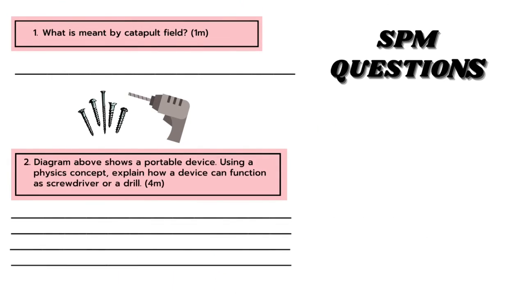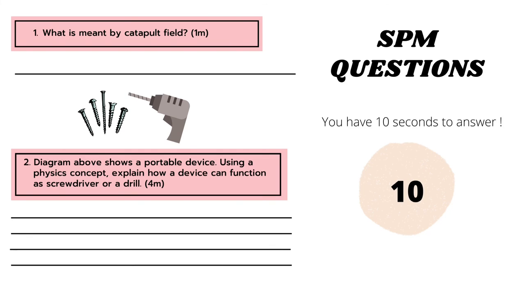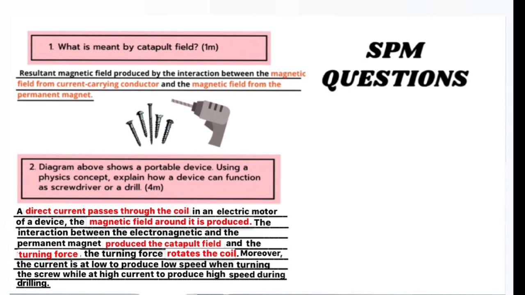Alright, now let's answer some experiment questions. Number 1, what is meant by catapult field? Number 2, the diagram above shows a portable device. Using a physics concept, explain how the device can function as a screwdriver or a drill. You have 10 seconds to answer. Now you can check your answer.